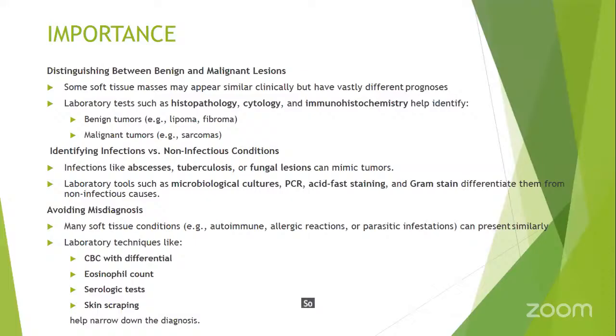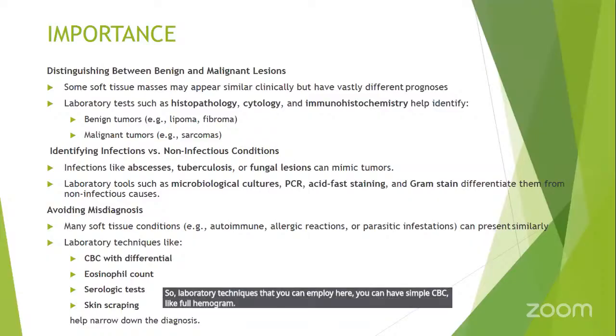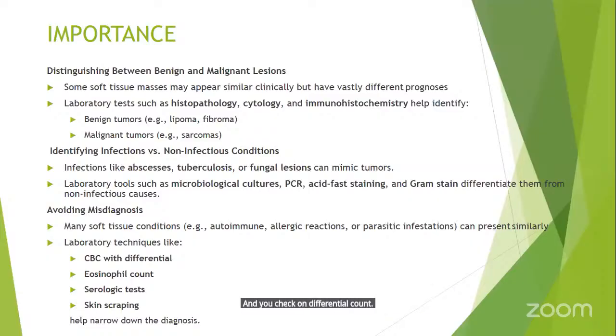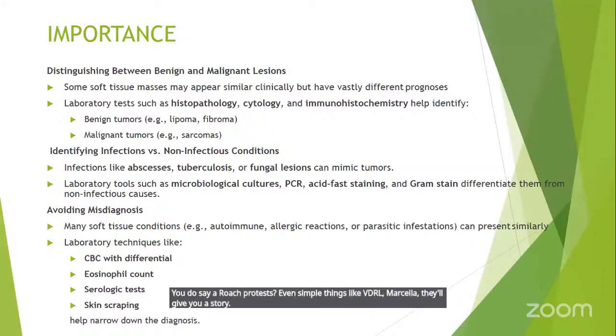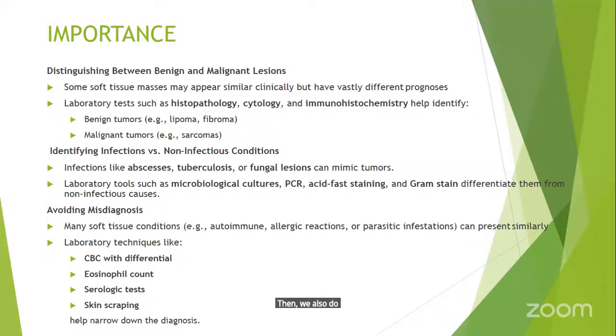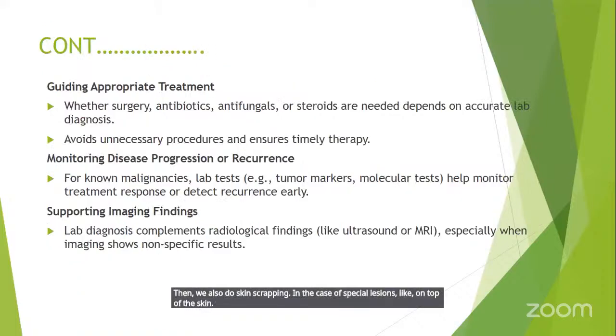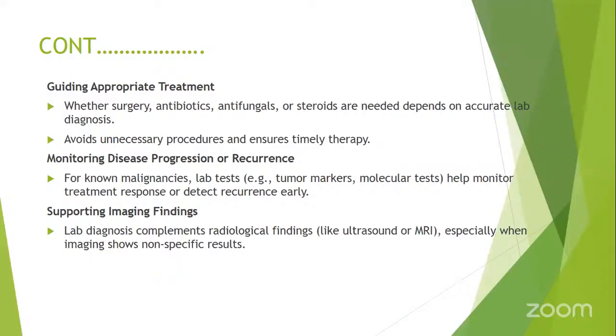So laboratory techniques that we can employ here: we can have a simple CBC, like a full hemogram, and you check the differential count, you check the eosinophil count. You do serological tests, even simple things like VDRL, Brucella, they'll give you a story. Then we also do skin scraping in the case of superficial lesions, like on top of the skin. Also, differential diagnosis guides appropriate treatment options.